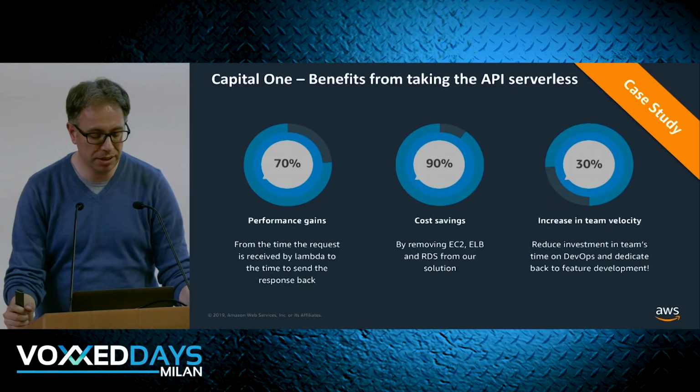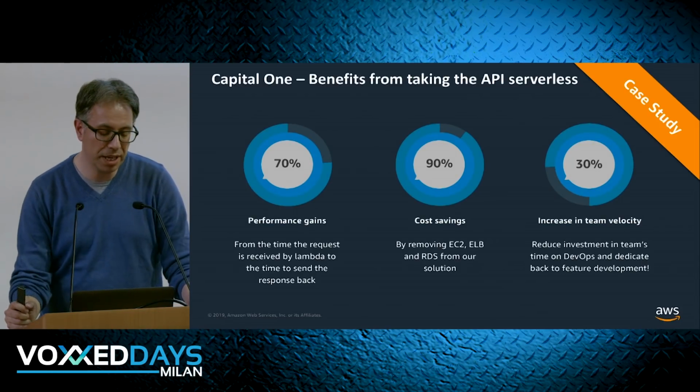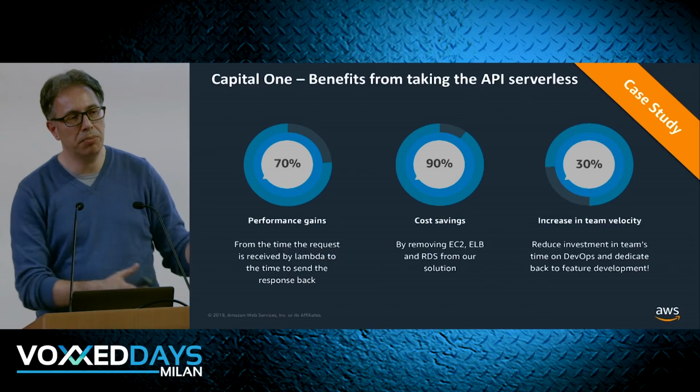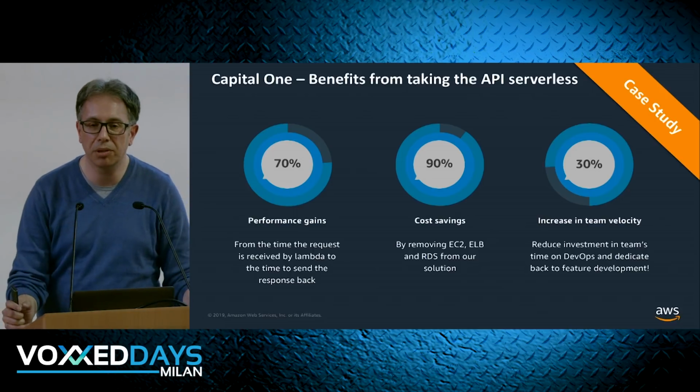And they told us that they saw huge performance gains. The reason for the performance gains is that when they moved into serverless, they basically took the previous Java application and moved it into a Lambda function, wrapped into a Lambda function.